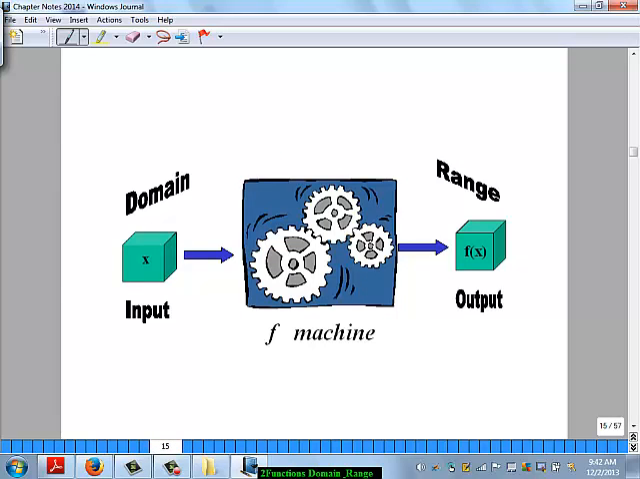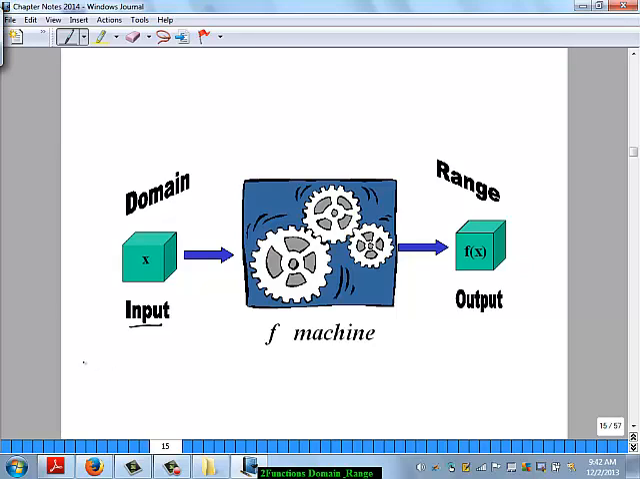So I made this little F machine picture here, and if you'll notice, I've got the domain are your x's or your input, and then you have your F machine where you do the work, and out comes your range, your f of x or your output. So this kind of shows you the basics of domain and range.